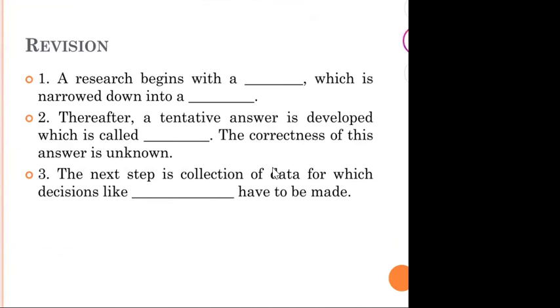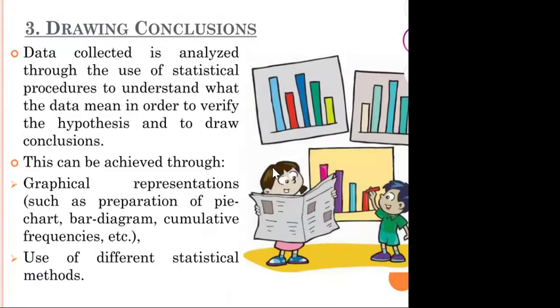Thereafter, a tentative answer is developed, which is called a hypothesis. The correctness of this is not known. The next step is collection of data, for which decisions like the participants and methods have to be made. Now you are trying to draw a conclusion. You have collected the data, and it is analyzed statistically. So not just doing this or that; statistical analysis of the data is done in order to verify the hypothesis and to draw conclusions.